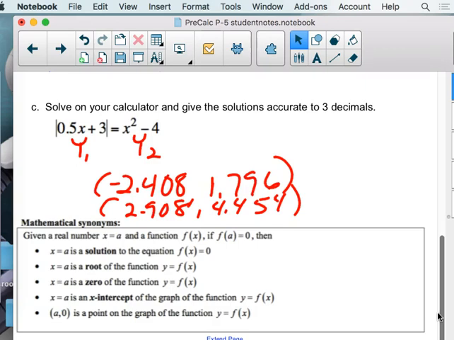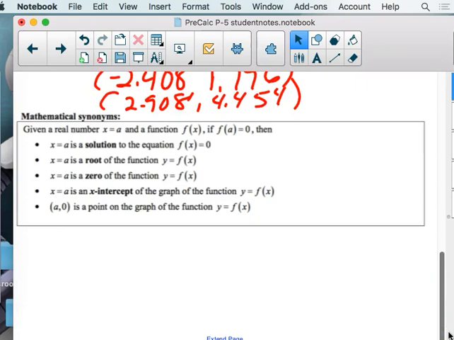These are the intersections of a V shape and parabola, an absolute value of a parabola. What are we finding here? Well, we're finding solutions, but there's more than one name for that. That's why this says, hey, these are all synonyms. They all mean the same thing. A solution is a root, is a zero, is an x-intercept.